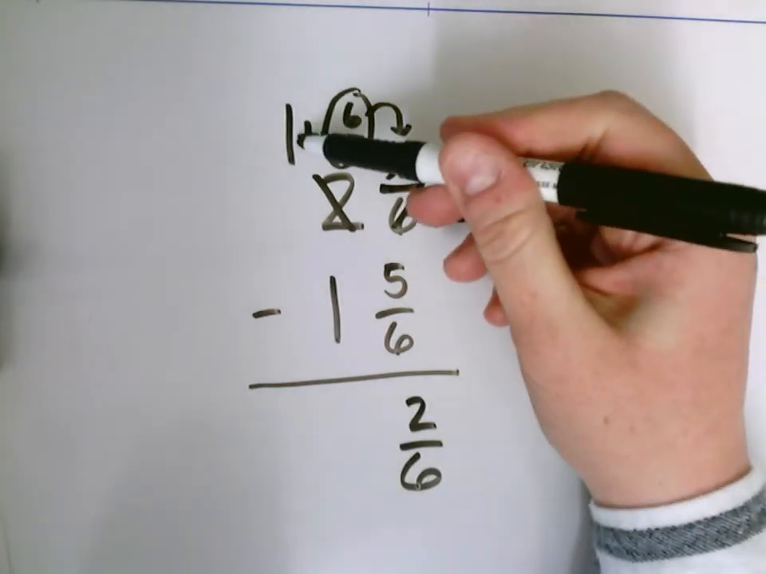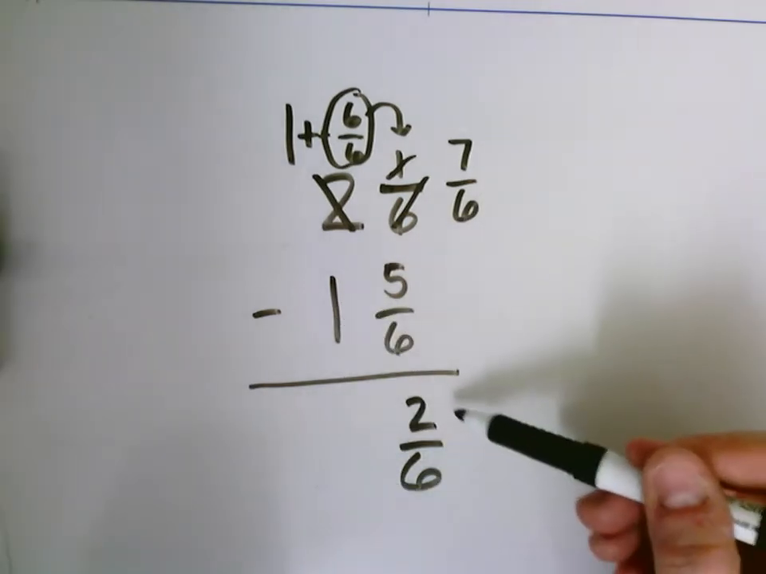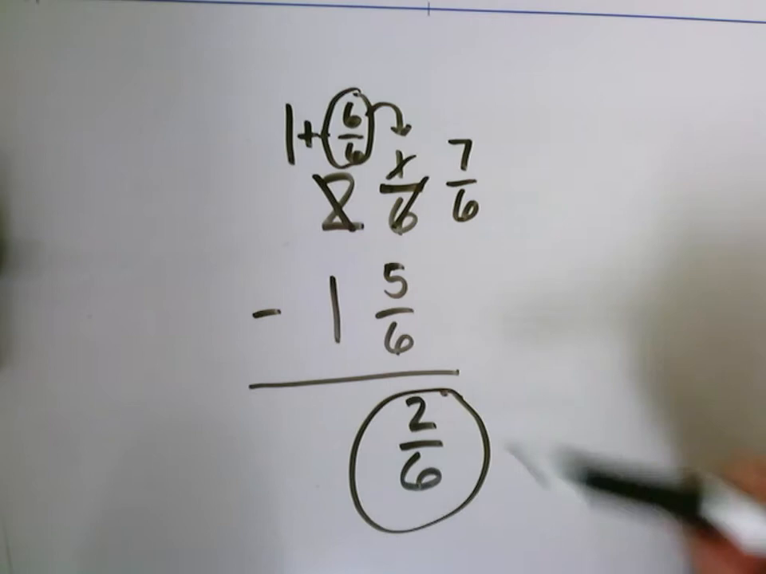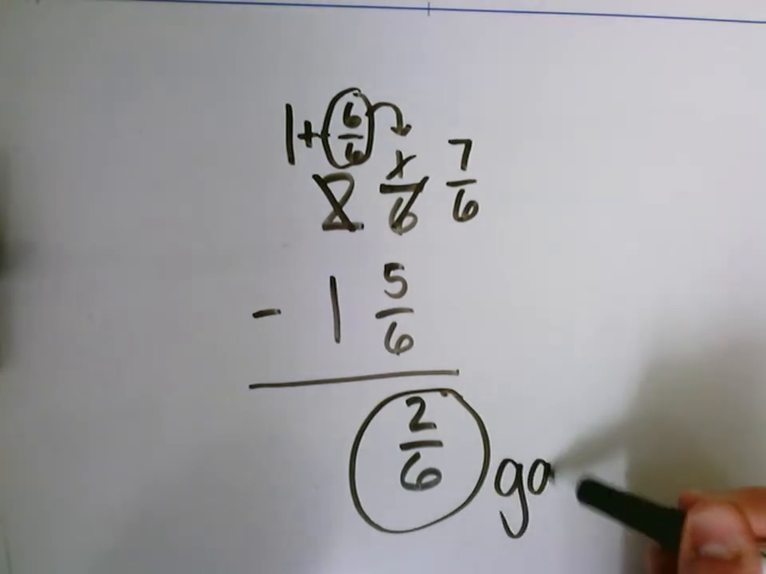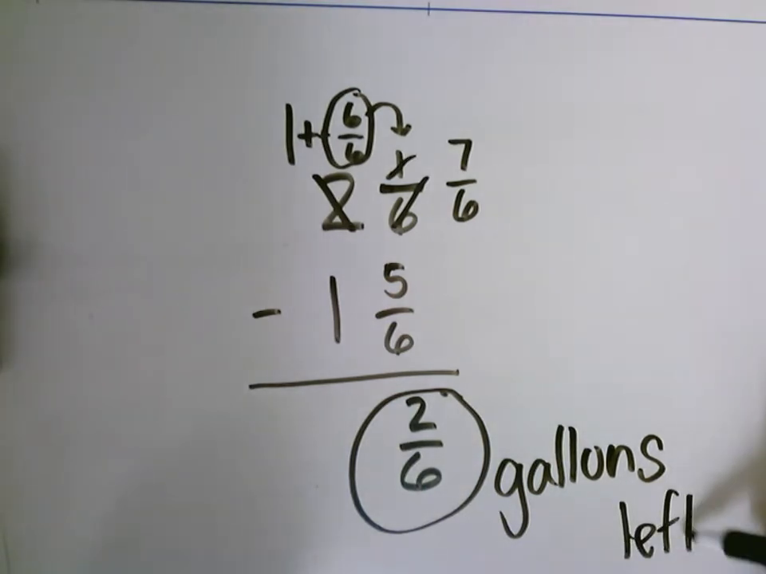And 1 take away 1 gives me 0. So I have 2/6 gallons of paint left. Okay, I have 2/6 gallons left. I'm not going to worry about simplifying today because we'll really focus on this renaming. All right, let's try another example.